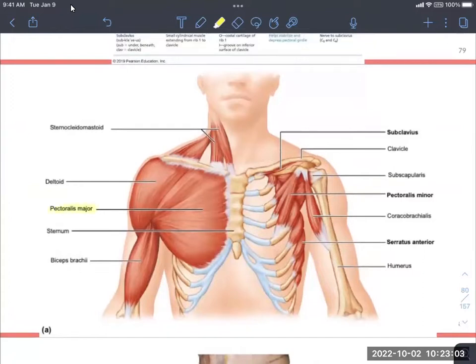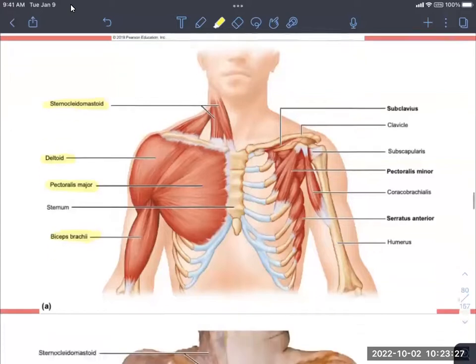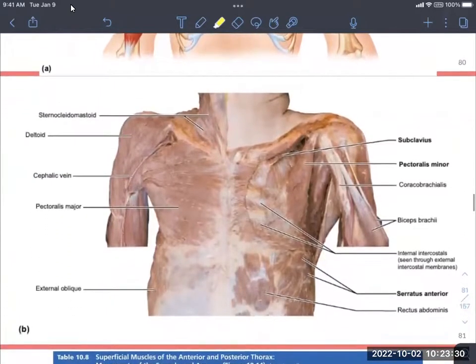We do need pectoralis major. We need deltoid. Here's another view of sternocleidomastoid. Biceps brachii. And these are the muscles that we need for class. Here's another view. You get pectoralis major, your deltoid, your sternocleidomastoid. You can see external oblique here, rectus abdominis here. You even see the internal intercostals, your biceps brachii.